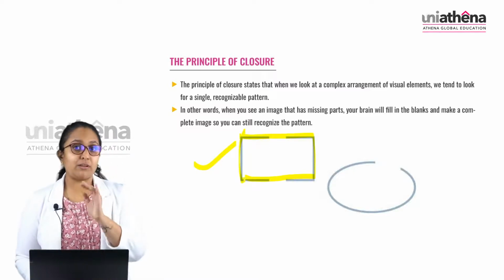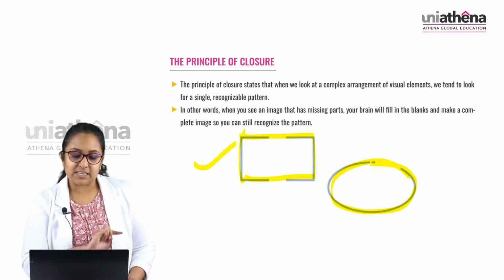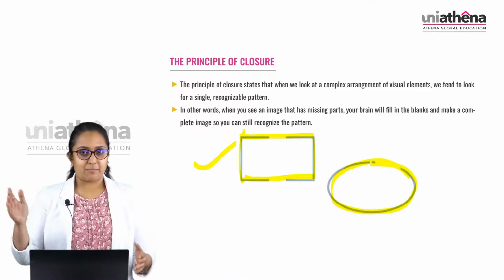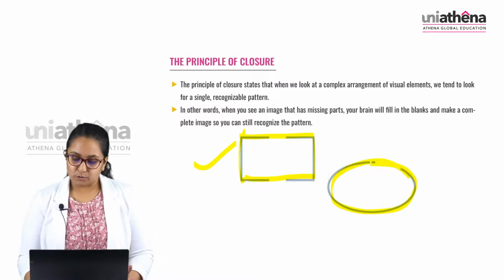So, this is how the human eye works. The same way, this is an oval or a circle, you can say. Our eye will basically fill in the blanks and make it a circle. So, this is about the principle of closure.